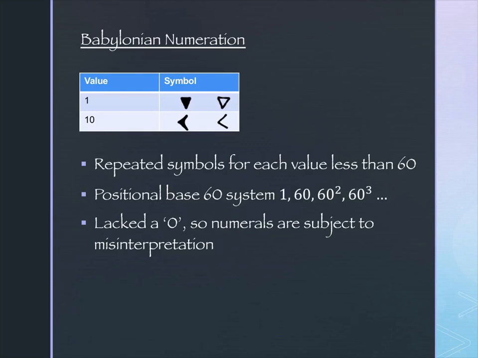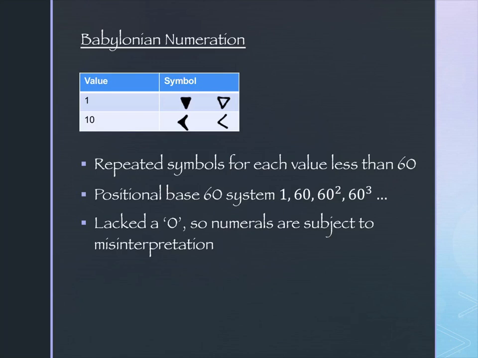But if the number is bigger than 60, they have a positional process. So their positional number system is based on the number 60. They have 1, and then we have 60, and then 60 squared, 60 cubed, and so on. Our system is based on the number 10. So we have 1, we have 10, and then we have 100, which is 10 squared, 1,000, which is 10 cubed. So we use powers of 10, they use powers of 60.